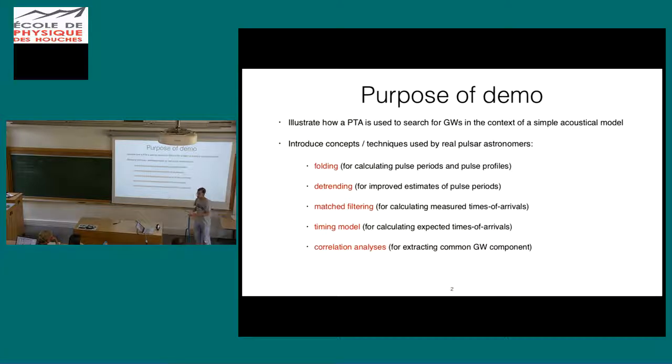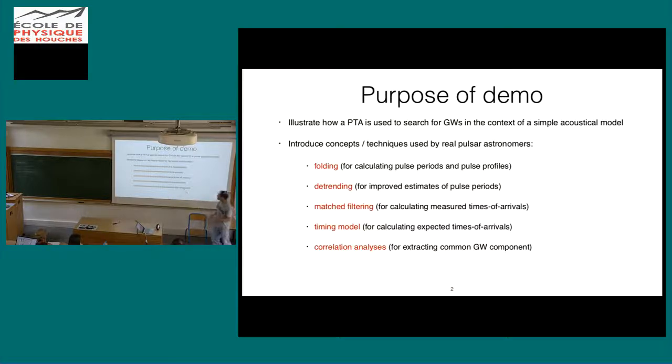Another concept is what's called detrending. If you look at the timing residuals and there's a strong linear trend, then that's evidence that your pulse period is not accurately determined. So if you remove that linear trend, you get an improved estimate of the pulse period, which then helps you with your timing model.